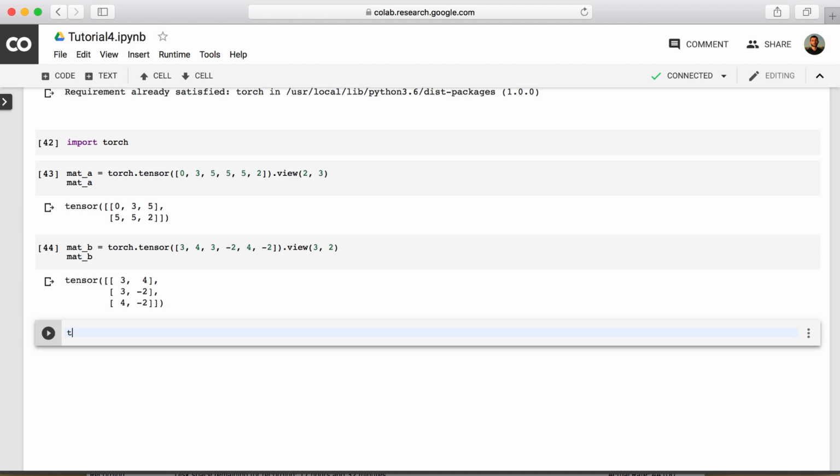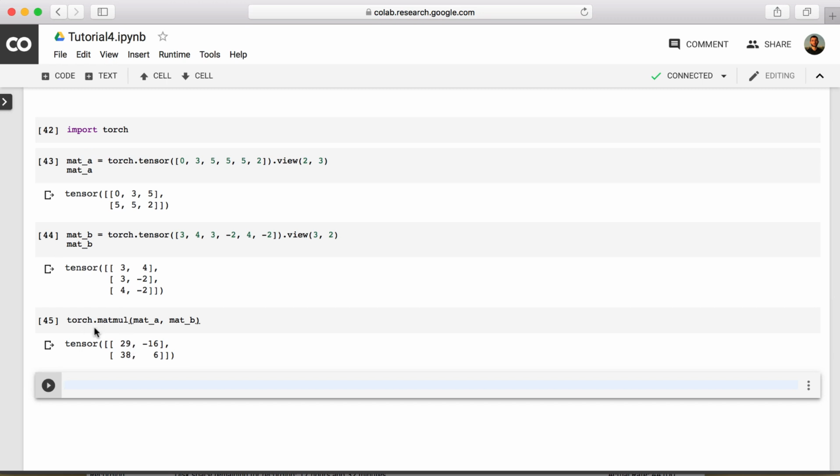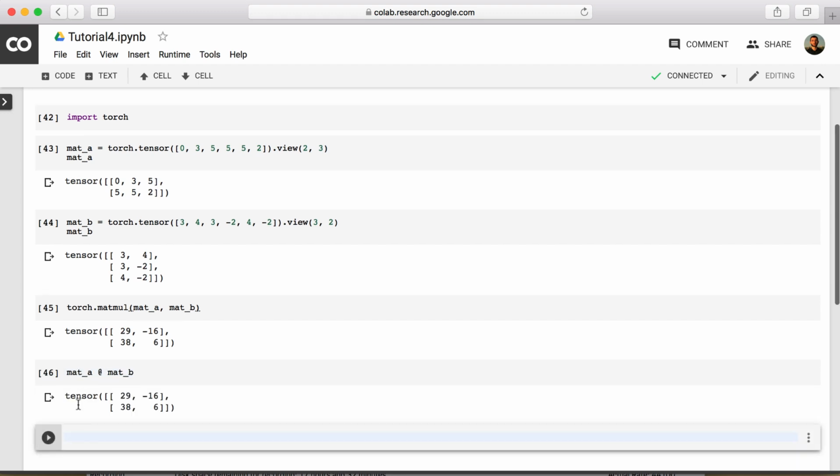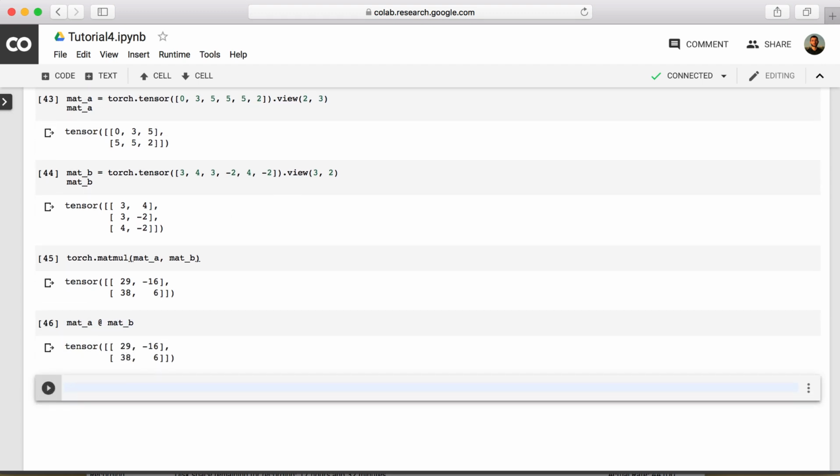between the two by writing torch.matmul. We will matrix multiply matrix A and matrix B, and this should yield the expected result. Another way to perform the same operation is to simply write matrix A @ matrix B, yielding the same result. That is all. In the next video, let us talk about derivatives and how differentiation is performed with PyTorch.